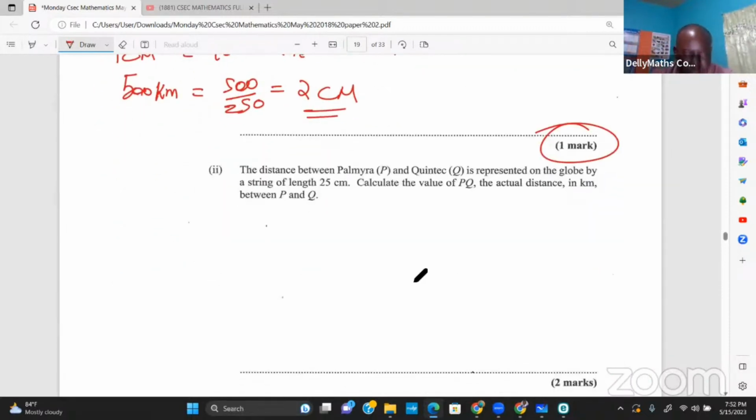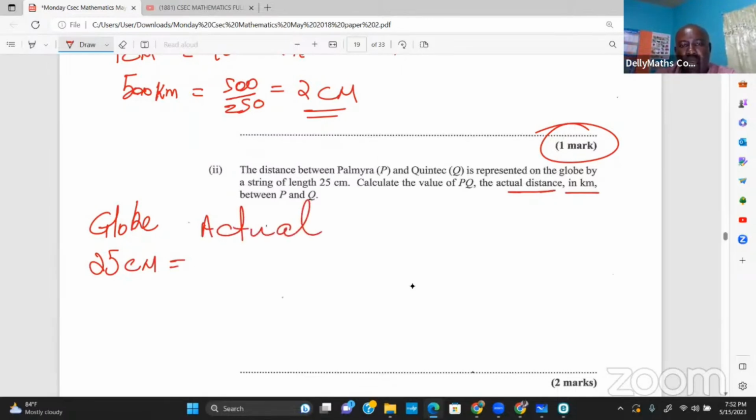The next question says the distance between Palmyra, P, and Quintet is represented on the globe by a string of 25. So this is the globe now, and on the globe is 25 centimeters. Calculate the value of PQ, the actual distance in kilometers. Remember now, 1 cm would have given 250 km.